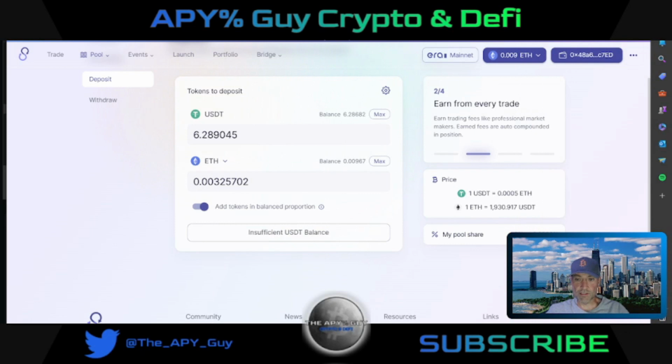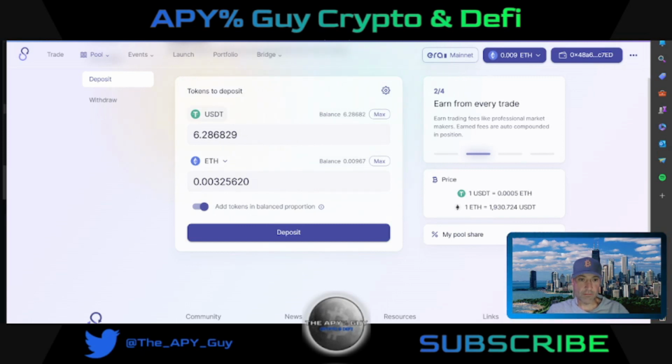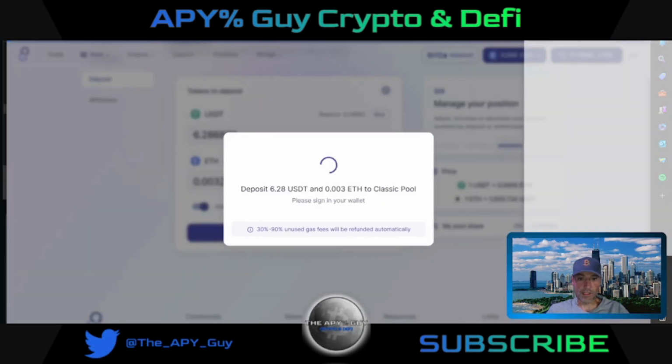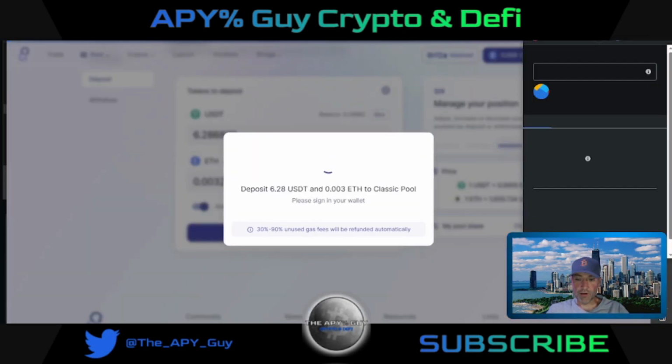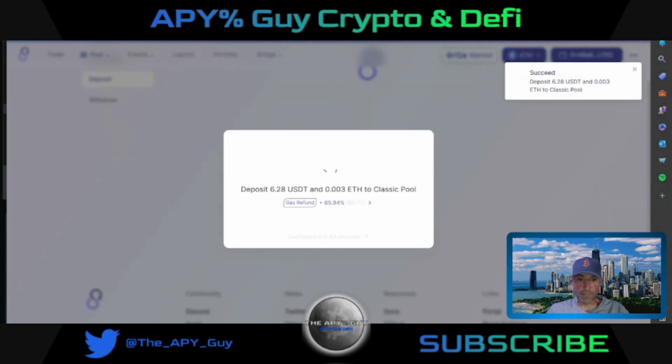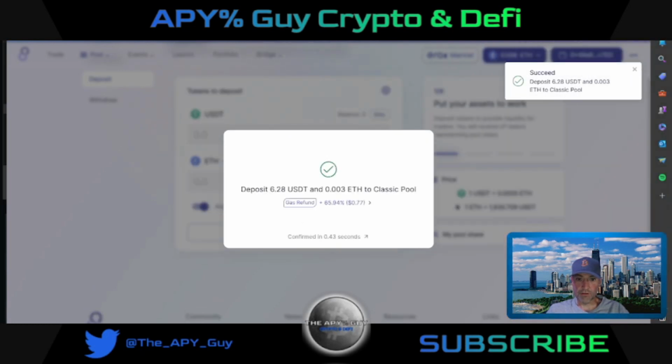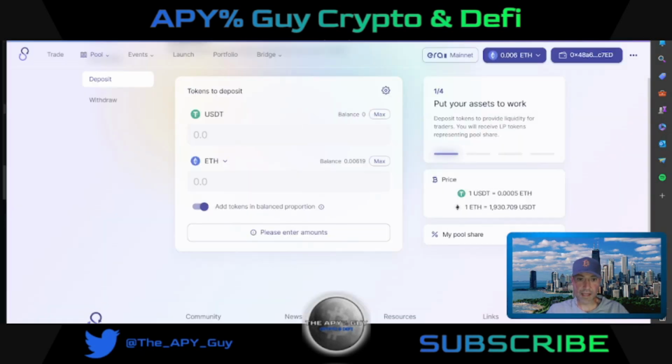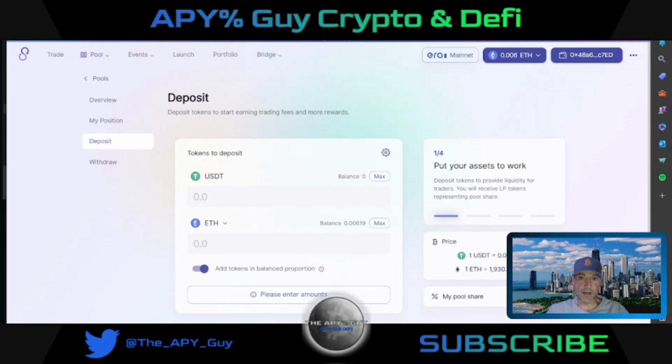We're going to sign a transaction here. Once that goes through, it's going to let us provide liquidity. So now we're going to provide the max amount of USDT. It's going to give the equivalent amount of Ethereum. We're going to hit deposit, and we're going to hit confirm. It's gone through. Again, we get 65.9% of the gas fees back because it's a lot cheaper on the roll-up than it is on Ethereum.